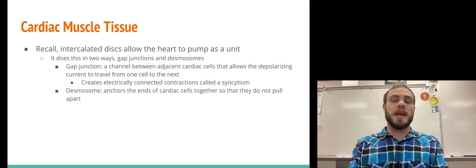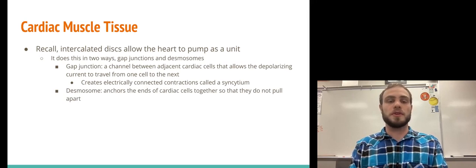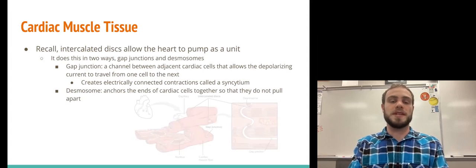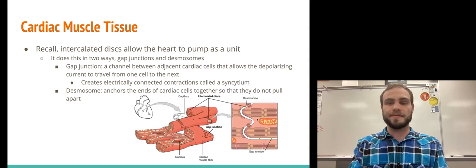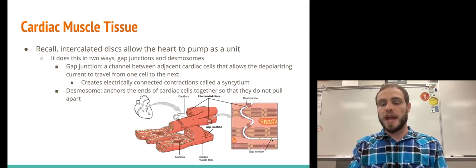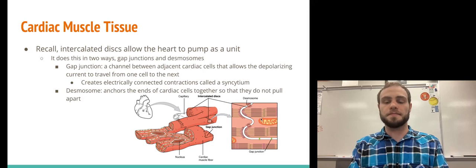Desmosomes are going to anchor the edges of cardiac cells together so that they don't pull apart. Obviously, with your heart, there's lots and lots of stress from all those constant contractions. Desmosomes are going to make sure that your heart tissue stays together. So here you can see those gap junctions allowing that electric current to pass back and forth, and those desmosomes holding those cells together.